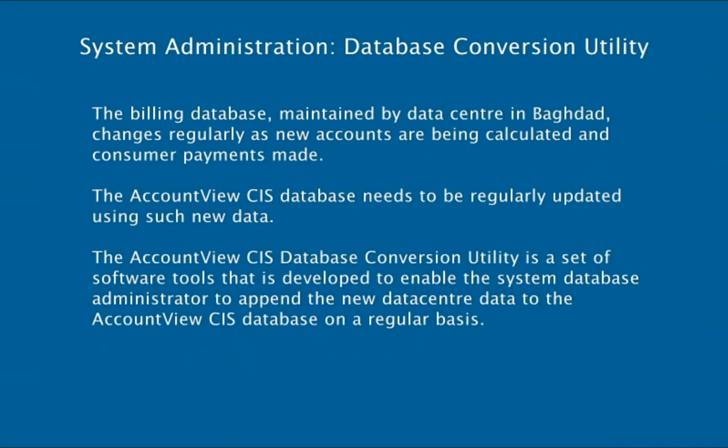The billing database, maintained by Data Center in Baghdad, changes regularly as new bills are being calculated and consumer payments made. The account view consumer information system database needs to be regularly updated with this new data. The account view consumer information system database conversion utility is a set of software tools that is developed to enable the system administrator to update the new datacenter data to the account view database on a regular, typically monthly basis.